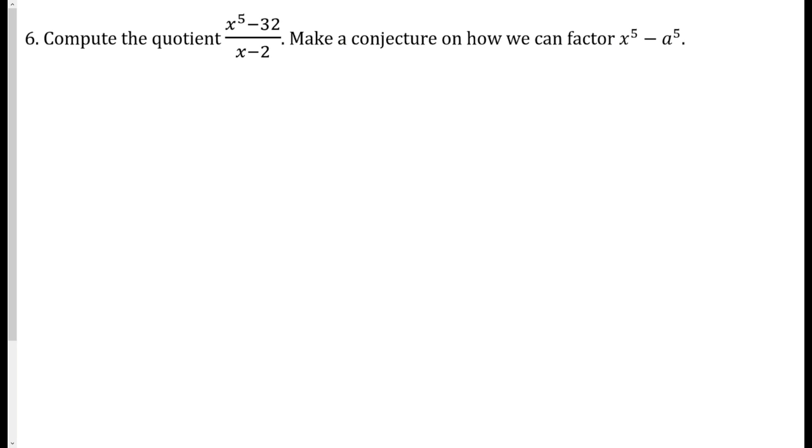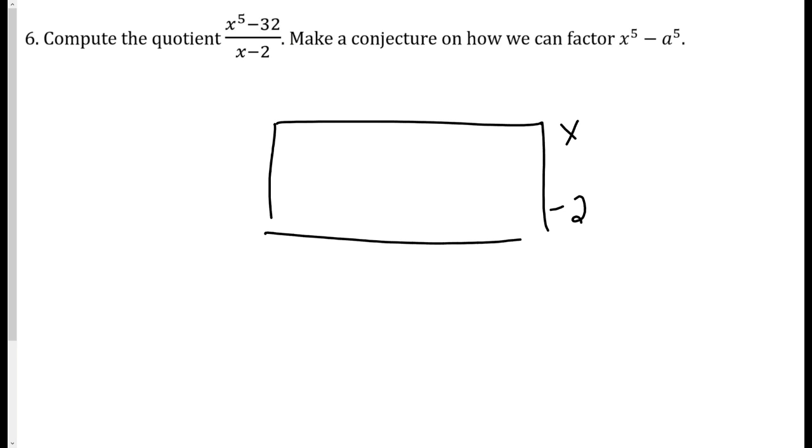Compute the quotient, make a conjecture on how we can factor x to the fifth minus a to the fifth. So I'm going to do this doing reverse tabular. I think this is a little bit faster when you have all those missing terms than long division, but you could do this with long division. X to the fifth divided by x gives me x to the fourth. So that's x to the fourth, that's x cubed, that's x squared, that's x, and that's my number.